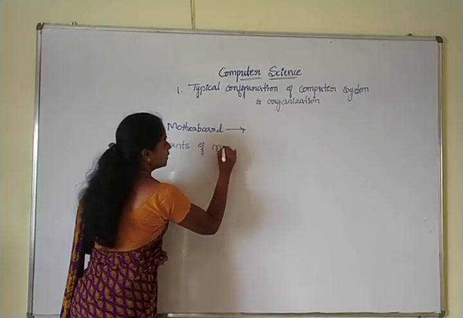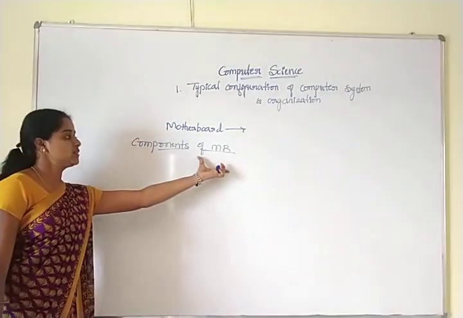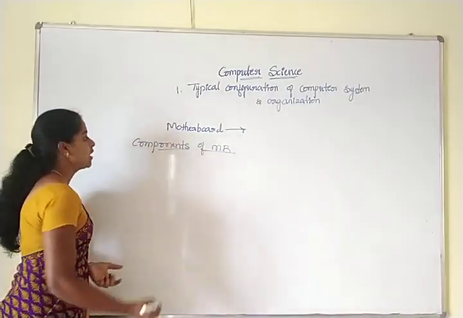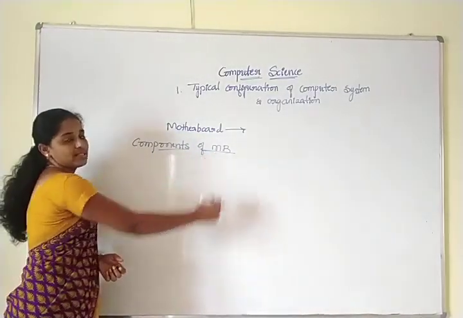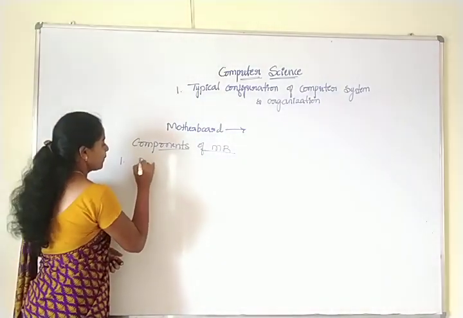Next is components of motherboard. A motherboard consists of a number of components. This motherboard consists of 7 components. The first one is processor.